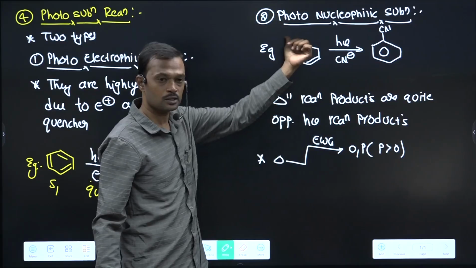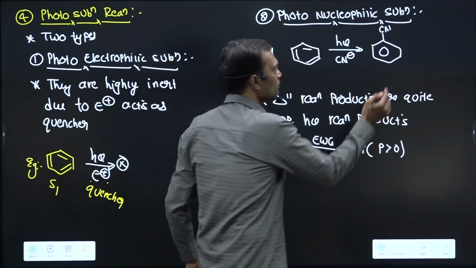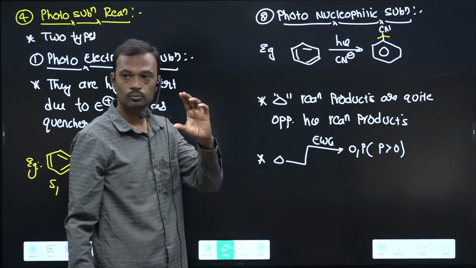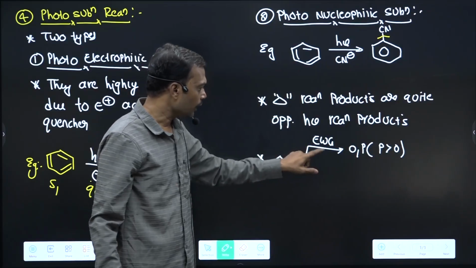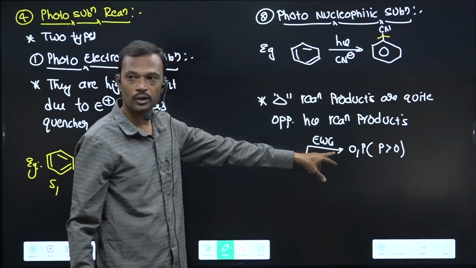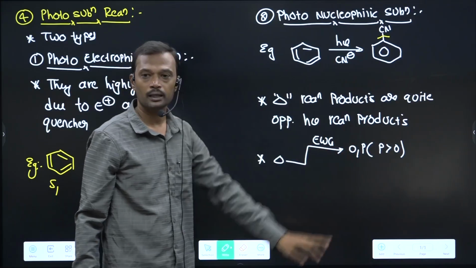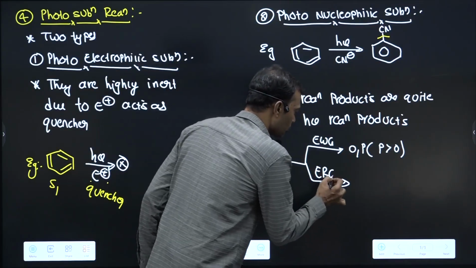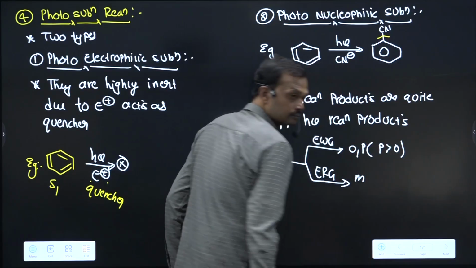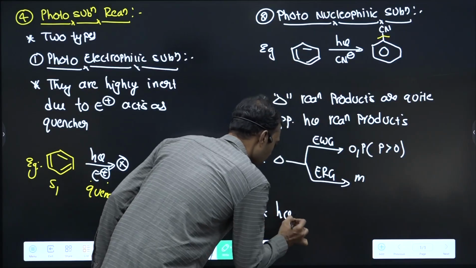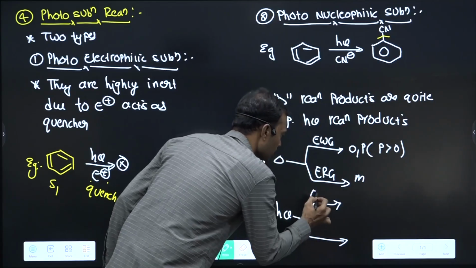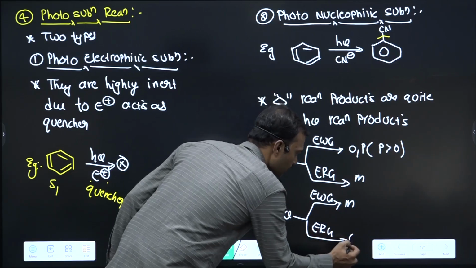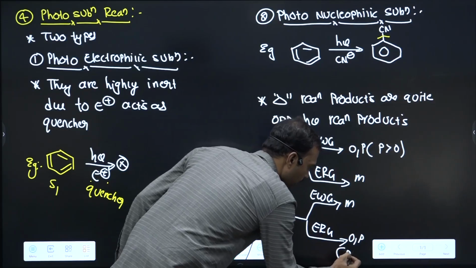Now benzene, what is the substitution present? No substitution. But right now it is an electron withdrawing group. When benzene carries an electron withdrawing group under thermal conditions, it is an ortho para director. If I use any electron releasing group, donor, then it is a meta director. Now this reaction is quite opposite under photochemical conditions. When an electron withdrawing group is given, it is a meta director. When an electron releasing group is given, it is an ortho para director, and para is predominant over ortho.